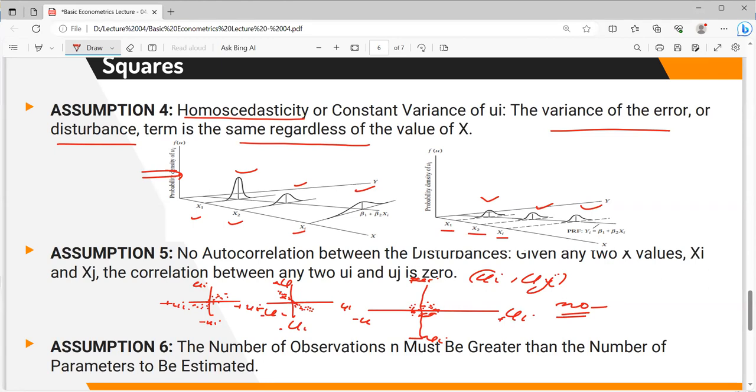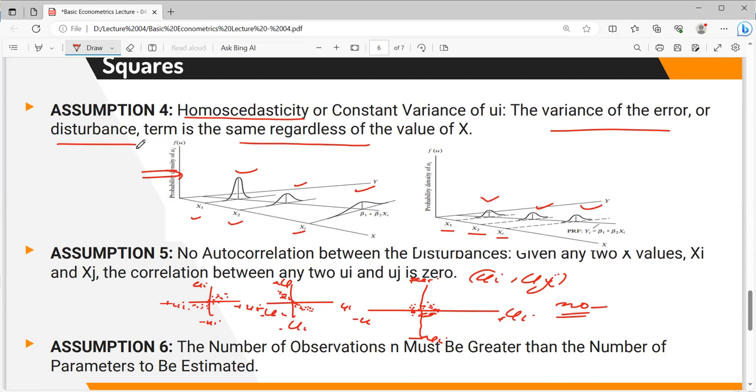So if error terms move like this, then we can say that the error term in time period i and the error term in time period j are correlated in a positive way. This one is correlated in a negative way, and in this diagram we can say that the correlation between the two error terms is 0.